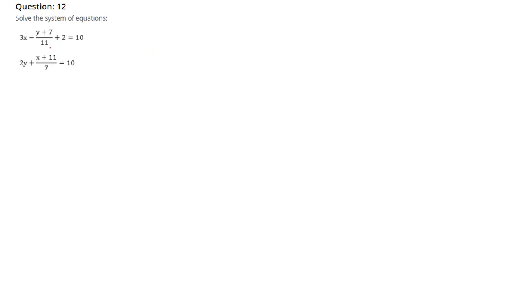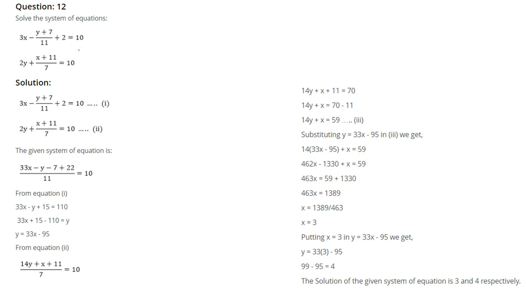Then you have (3x minus y plus 7) by 11 plus 2 equal to 10, and (2y plus x) by 7 plus 11. What you can do here is remove the denominator. Multiply this whole by 11, and this whole by 7. We just want to get rid of the denominator. Here also we want to get rid of the denominator. So what do we get? Let me make the equation for you, then you are able to solve it.